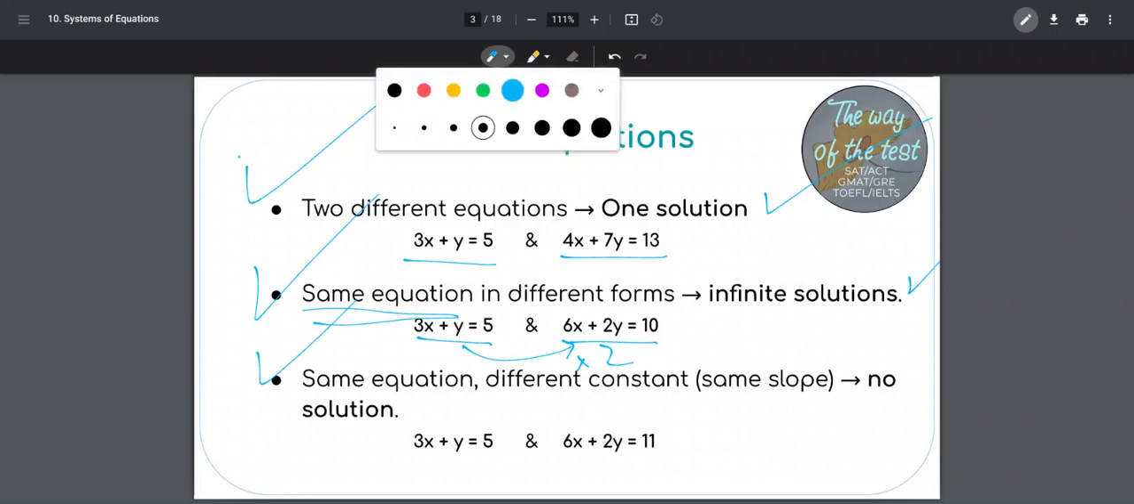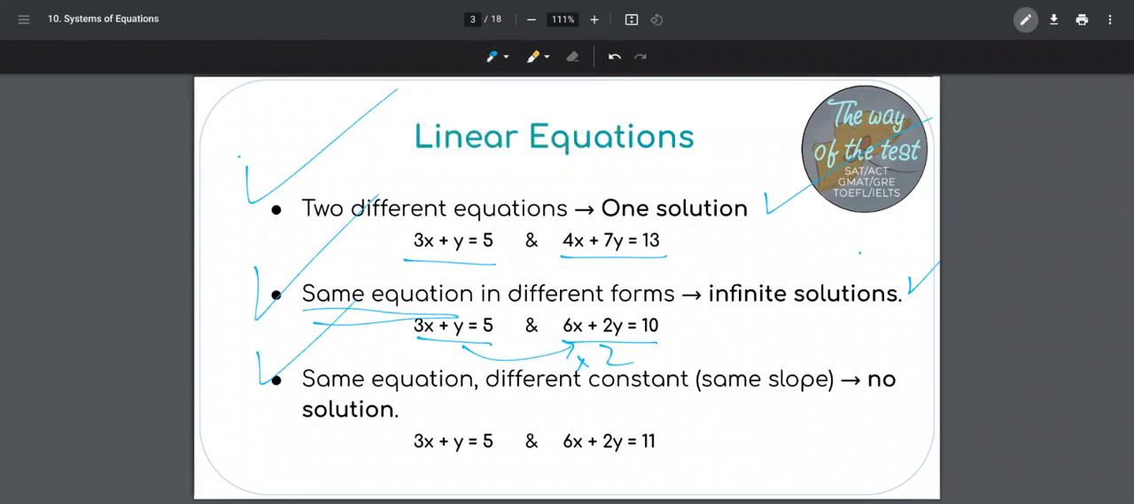And finally, when I have the same equation but different constants, meaning they have the same slope. If you already know the concept of slope, it just means that they have the same slope. If you don't know the concept of slope, don't worry, we're going to look at it. But basically, it's like the same equation. So I have 3x plus y, and 6x plus 2y is like times 2, right? So 3 times 2 is 6, y times 2 is 2y, but 5 times 2 is not 11. 5 times 2 is 10. So when I have the discrepancy, it means there are no solutions.